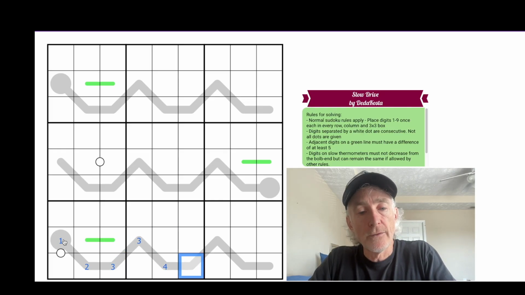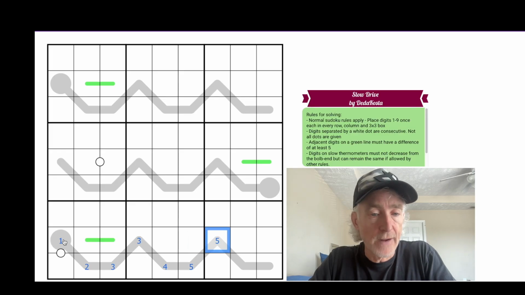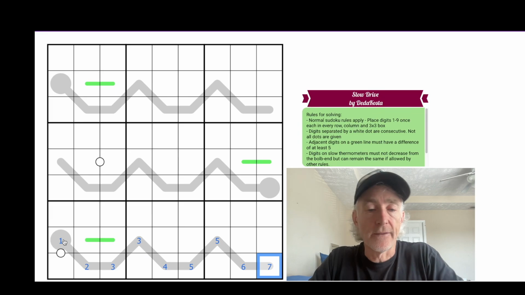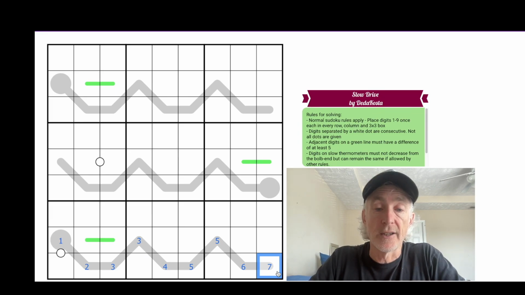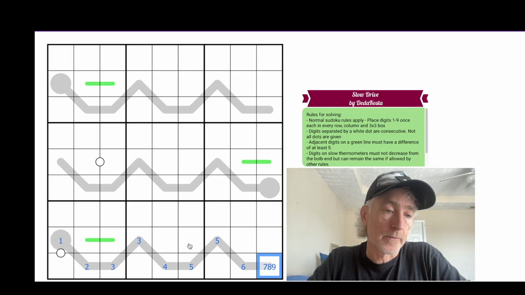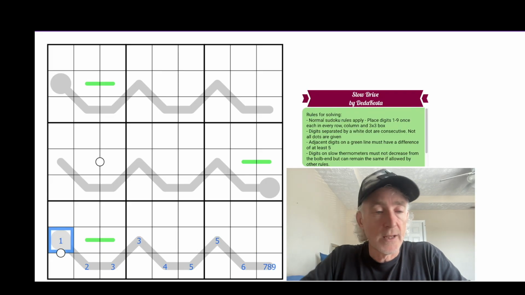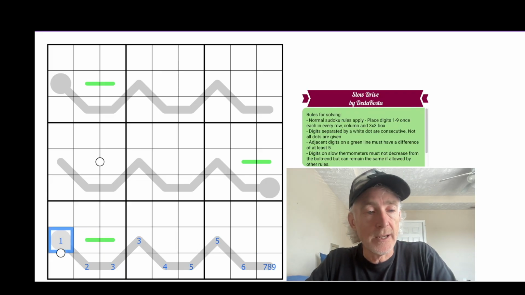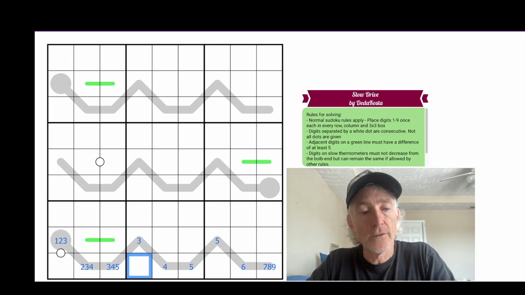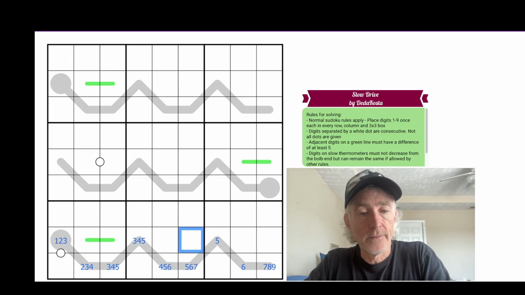Then we go to 4, 5. This could remain a 5. This would have to go to 6, and this would have to be 7. So the very lowest this digit can be is a 7. It could be 8 or 9 as well. And so what that means is this is going to be no higher than a 3. So we'll have 1, 2, 3, we'll have 2, 3, 4, 3, 4, 5. Okay, and it's just going to go like that.